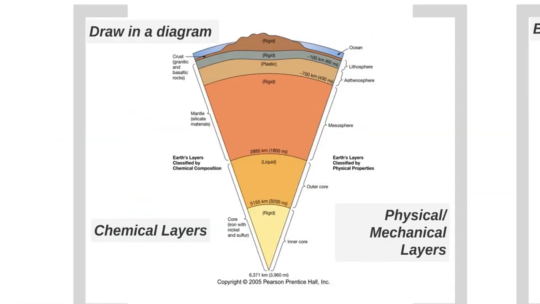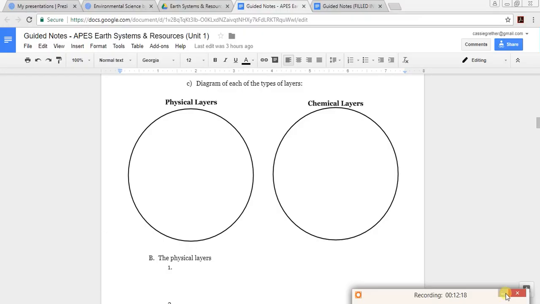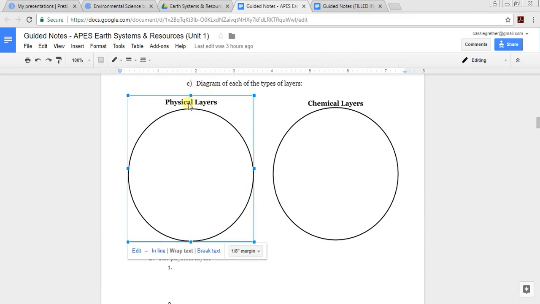And what we're going to do is diagram both our chemical and physical layers. On your notes, you have two circles. One circle is labeled physical, and the other one has chemical layers. On your notes, it looks just like this. Alright, so we're going to start on the physical layer side first.